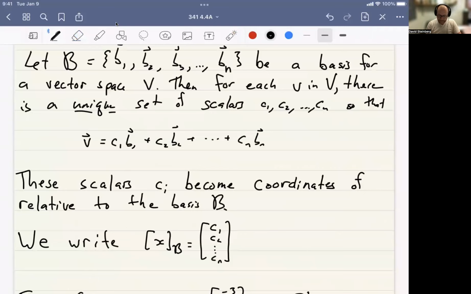These scalars ci become the coordinates of v, a vector, relative to this basis. And we write that the coordinates of v relative to the B basis are these scalars in this order.